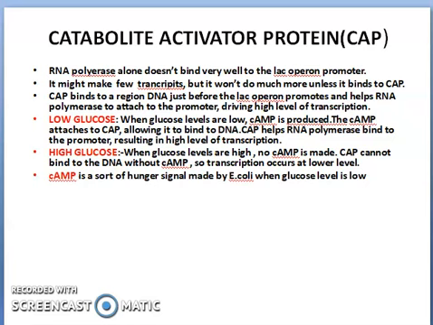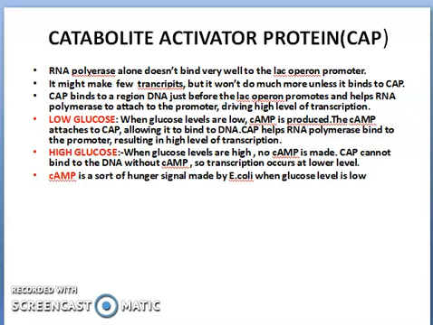Now, we will see the case of high glucose. What happens when the concentration of glucose is high? It has been written that when glucose levels are high, no cAMP is made. So, if cAMP is not made, then what happens?